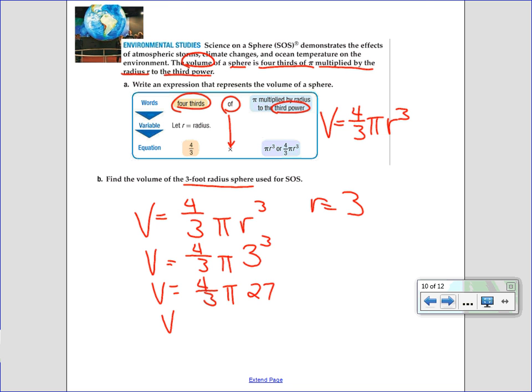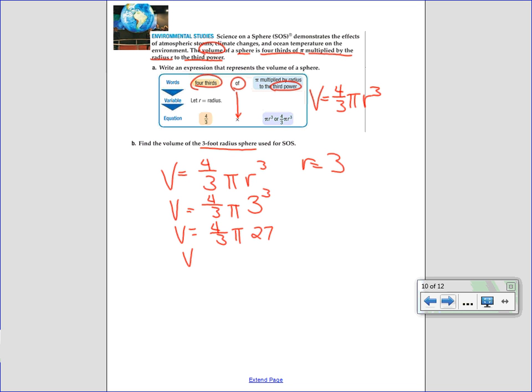Again, remember that multiplication is commutative, so I could go 4/3 times 27 here times pi, okay? Doesn't matter which order you multiply in, right? 2 times 3 is the same as 3 times 2. So that's basically what I've done. 4/3 times pi times 27 is the same as 4/3 times 27 times pi.